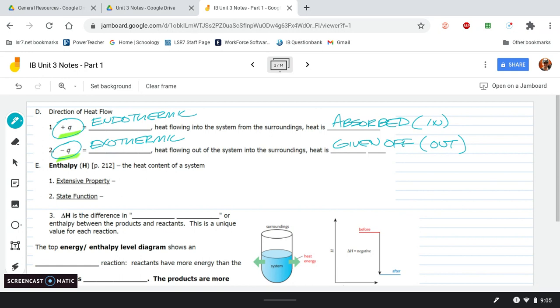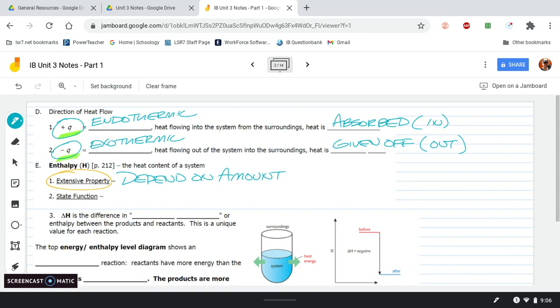All right, a couple more things, and we'll probably stop. We're going to run out of some time here. So let's look at enthalpy real quick. Extensive property and state function. If something is extensive, then what that means is that amount matters. How much you have matters. If you have a big container of water or a small container of water, the amount matters. And so it's going to depend on amount.